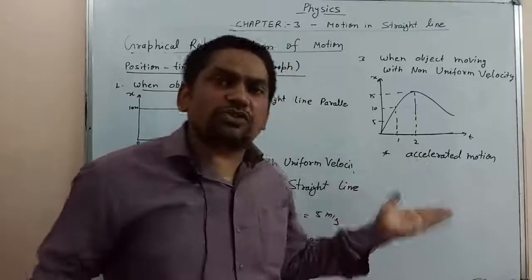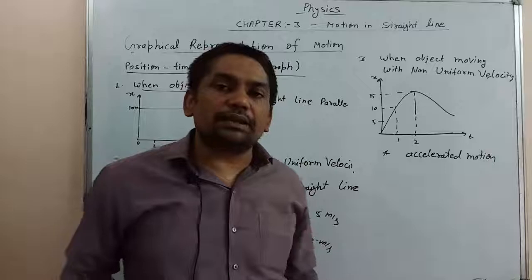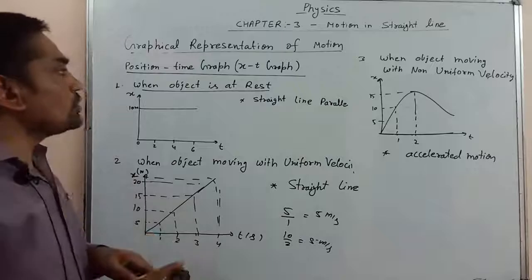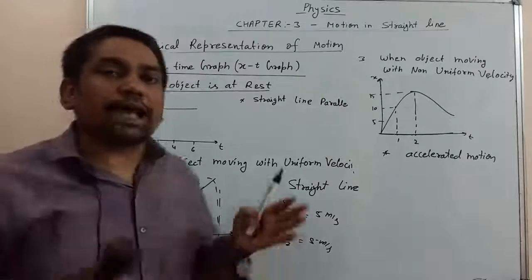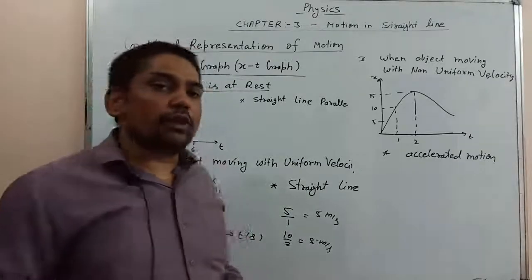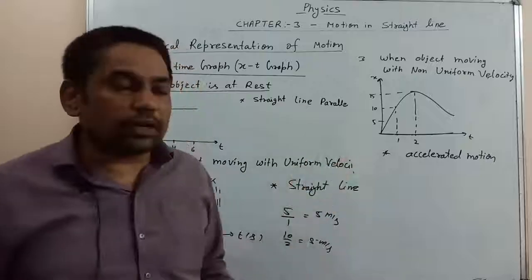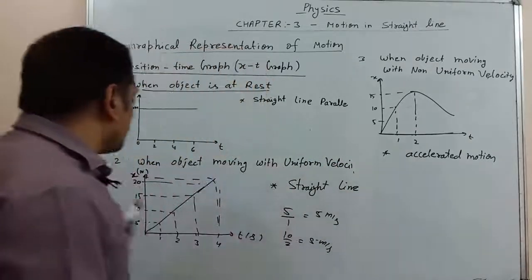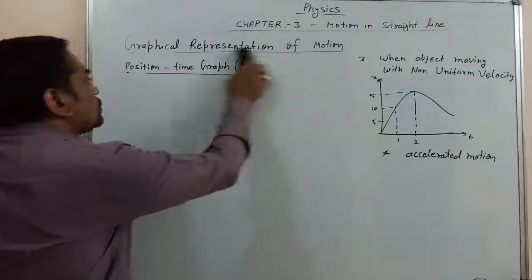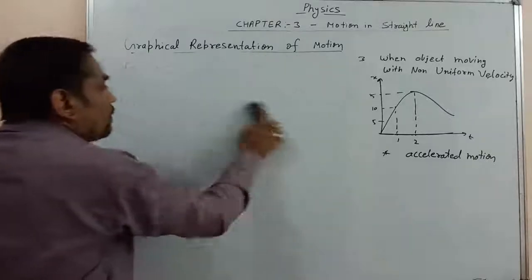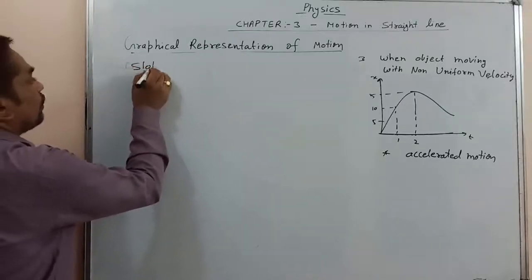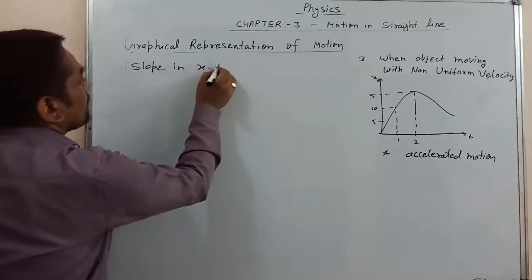So if the velocity changes with respect to time, then this type of motion is called accelerated motion or non-uniform motion. So there are 3 types of xt graph: when the object is at rest, when the object is moving with a uniform velocity, and when the object is moving with a non-uniform velocity or accelerated motion. The next topic we are studying in xt graph is slope. What is the meaning of slope, and what does the slope represent in the xt graph?